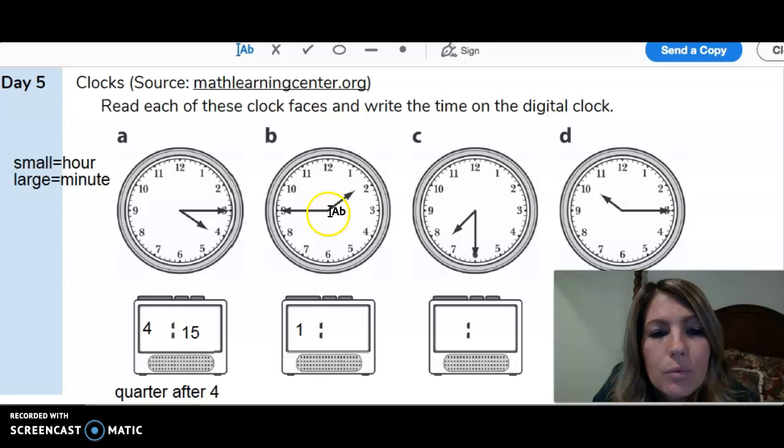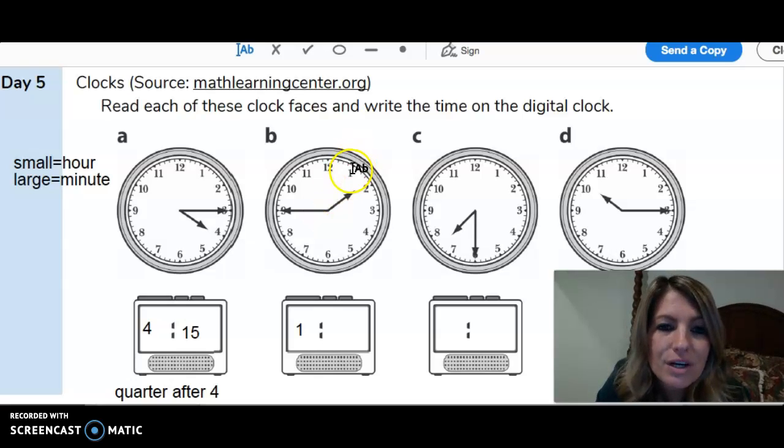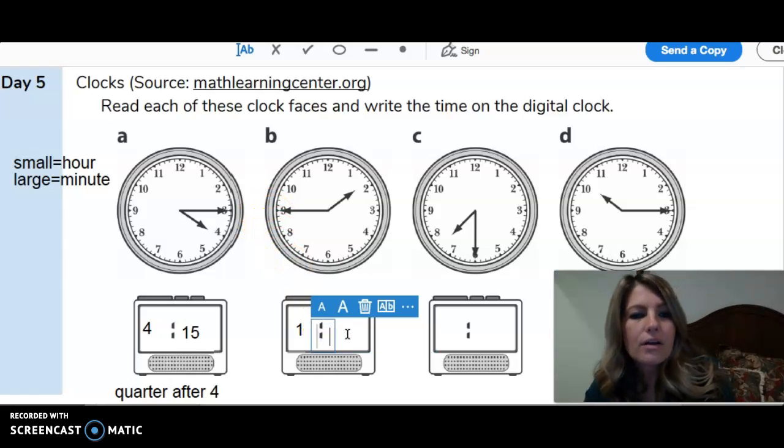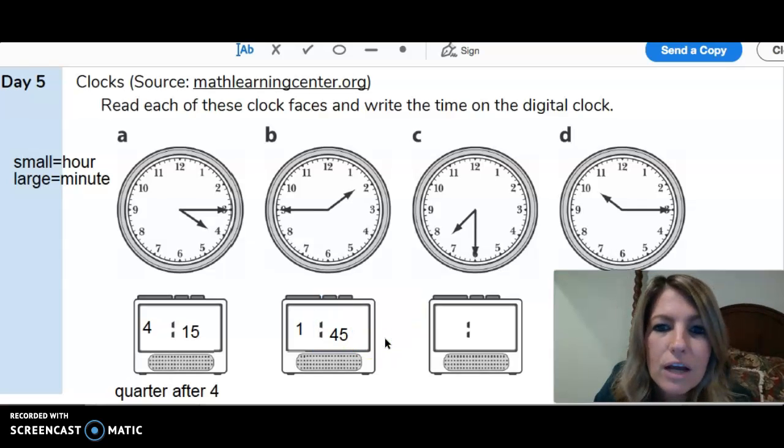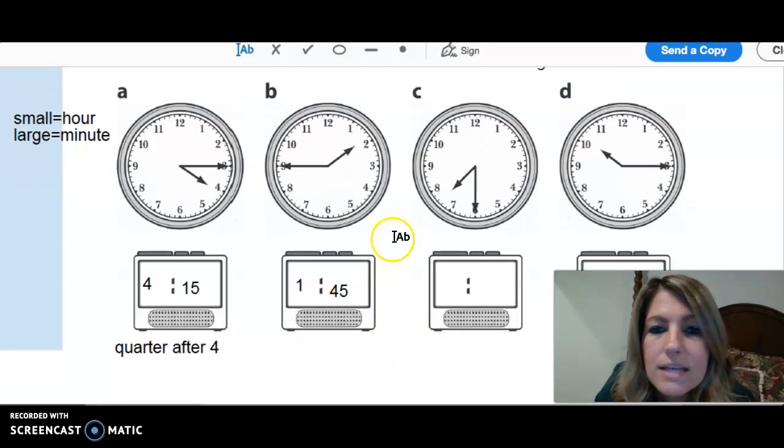Now, we're going to work with our long hand. I just said that the long hand is our minute hand, and our minute hands count by 5s. So we're going to start at the 1, and we're going to count by 5s until we get to our minute hand. So we would say 5, 10, 15, 20, 25, 30, 35, 40, 45. Okay, so clock B is 1:45. 1:45 for clock B.